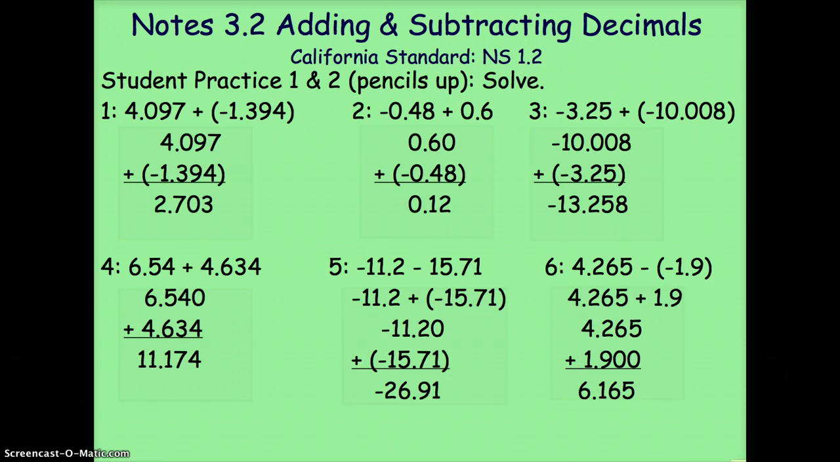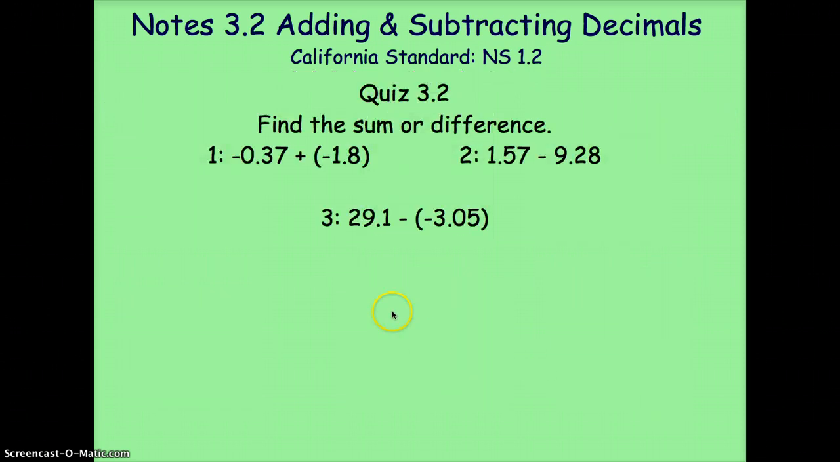Okay, another real short lesson for you today. Go ahead and go on to the quiz, find the sum or difference. Negative 0 and 37/100ths, plus negative 1 and 8/10ths. Number 2, 1 and 57/100ths, minus 9 and 28/100ths. Number 3, 29 and 1/10, minus negative 3 and 5/100ths. Be very careful. Remember your rules when working with negatives.